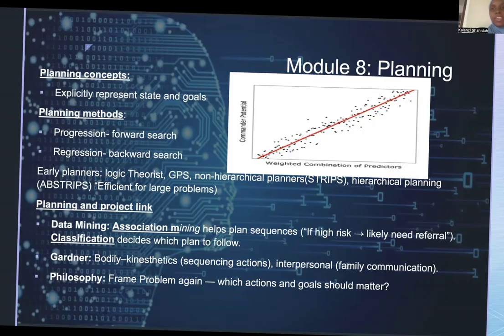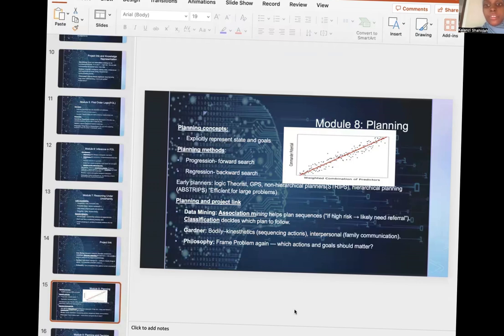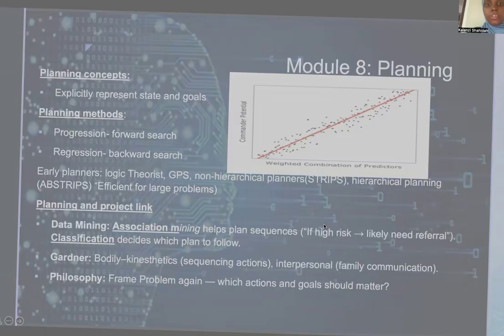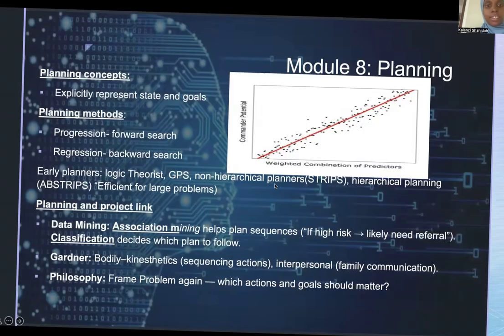Then Gardner's intelligence: we talk about bodily kinesthetic, which is sequencing actions. Then we also have interpersonal intelligence, like family communication, how this autistic person is communicating with their family and with outside people. Then philosophy: which actions and goals should matter? Which actions should we take? Which goals should we reach?